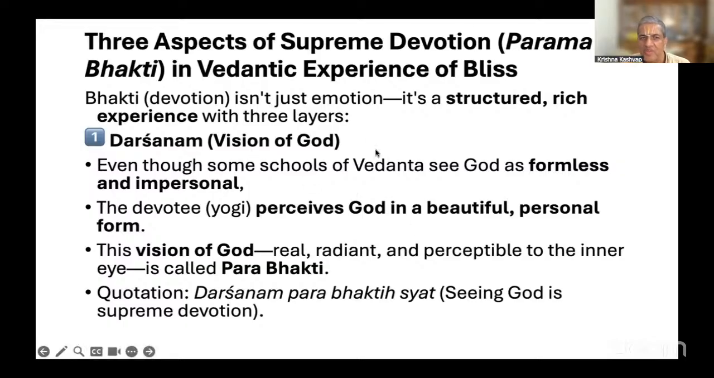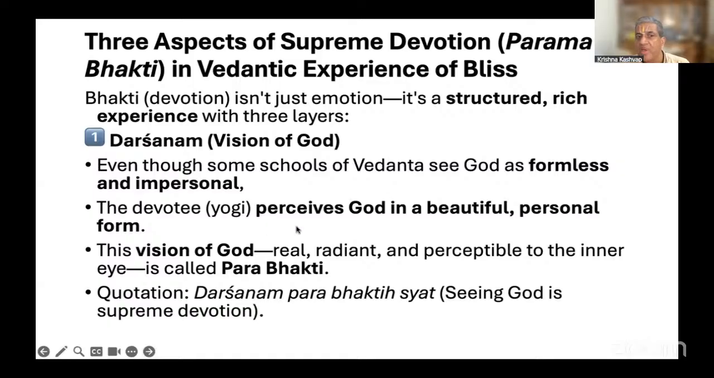Darshana is the vision of God. Even though some schools of Vedanta see God as formless and impersonal, that means some people see in Vedanta God as formless and impersonal. There is only all-pervading Ātman and Brahman and everything like that, and all is just one. That is also a vision of some Vedantans.